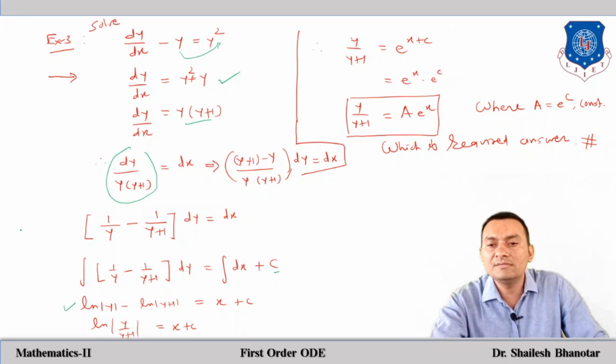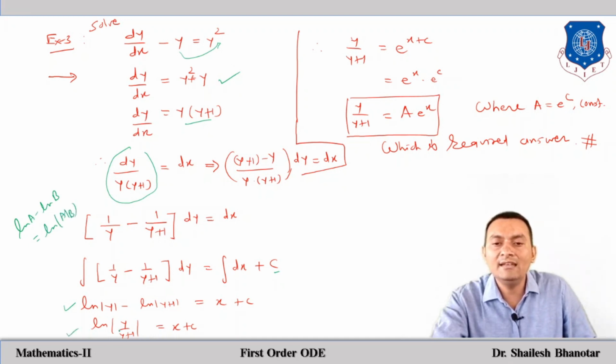We know the standard rule that ln a minus ln b can be written as ln a by b, and using that rule we have ln mod of y divided by y plus 1 is equal to x plus c. This is the general solution, or you can extend it to the next form, removing the ln. That means we are taking the exponential on both sides. So we will have y divided by y plus 1 is equal to e raised to x plus c.